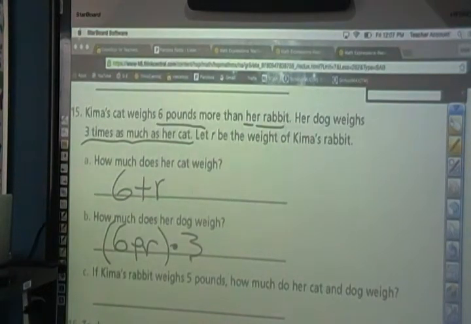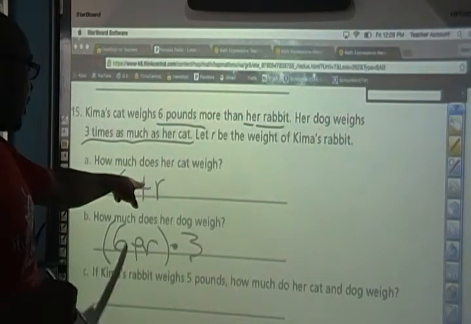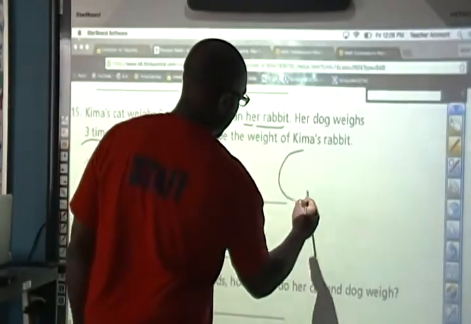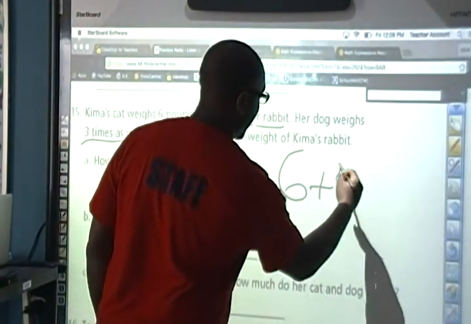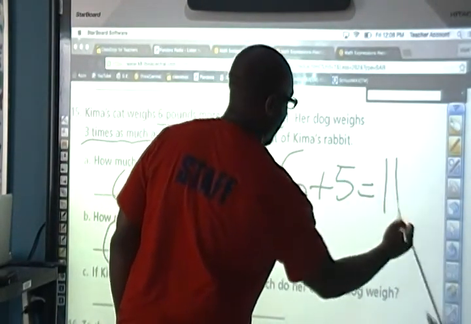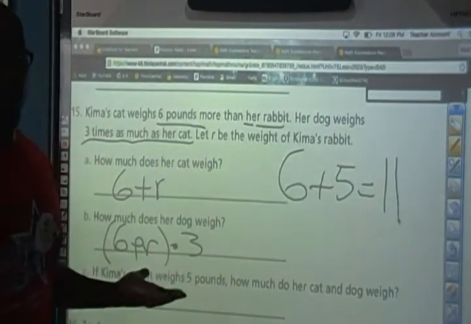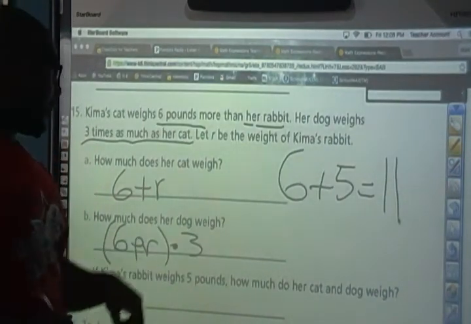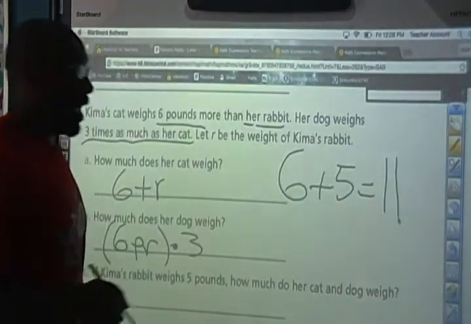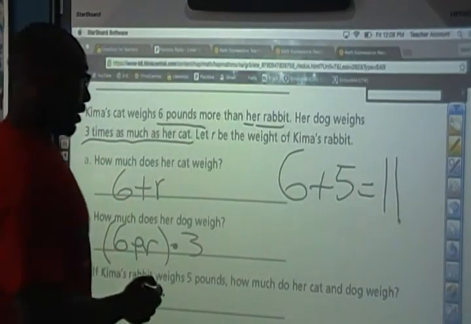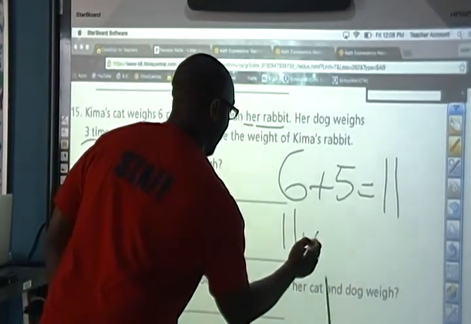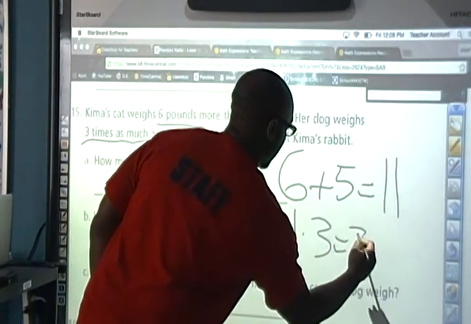Now when we put that all together, they want to know how much does her cat weigh and the dog weigh if we put r equals 5 pounds. Okay? So what we do is first up here we'll replace this r, and I'll put it over to the side. So now it's 6 plus 5. So we know the cat is 11 pounds. Alright, normally put your labels, of course. And then over here, since we know the cat is 11 pounds and we know the dog is 3 times more, so we have 11 times 3, which gives us 33.